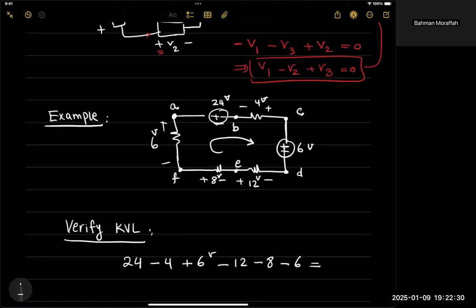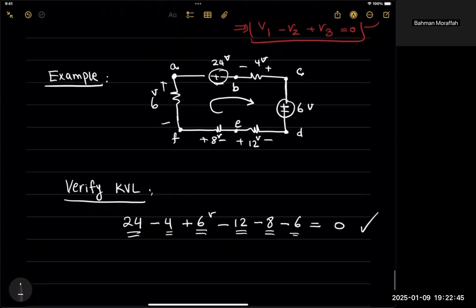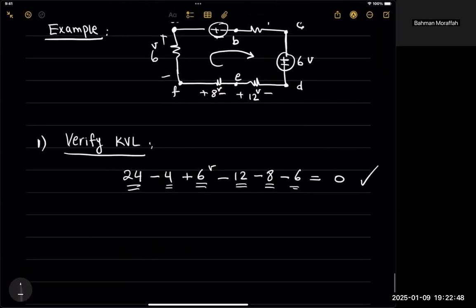And if I basically add them all up, this and this is 30. This and this is minus 20. And this is minus 10. The whole thing will add up to 0. So KVL actually checks out. So this is the first part.